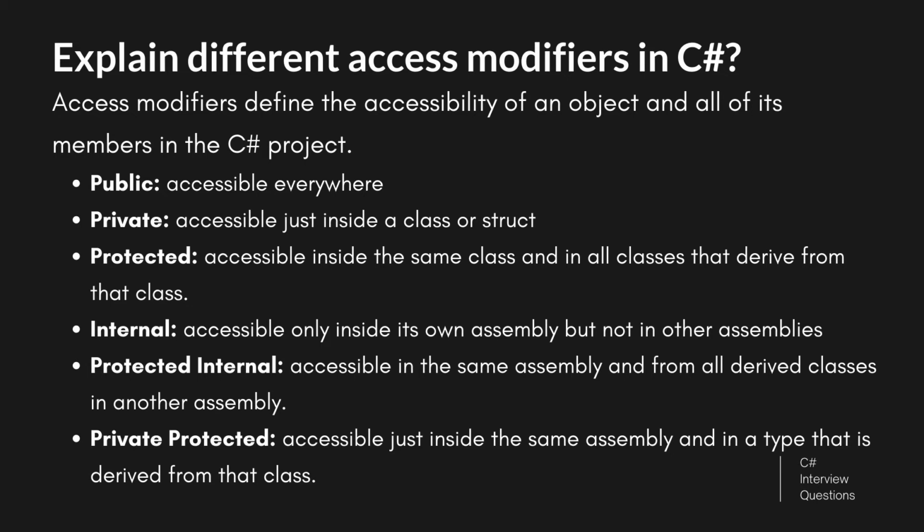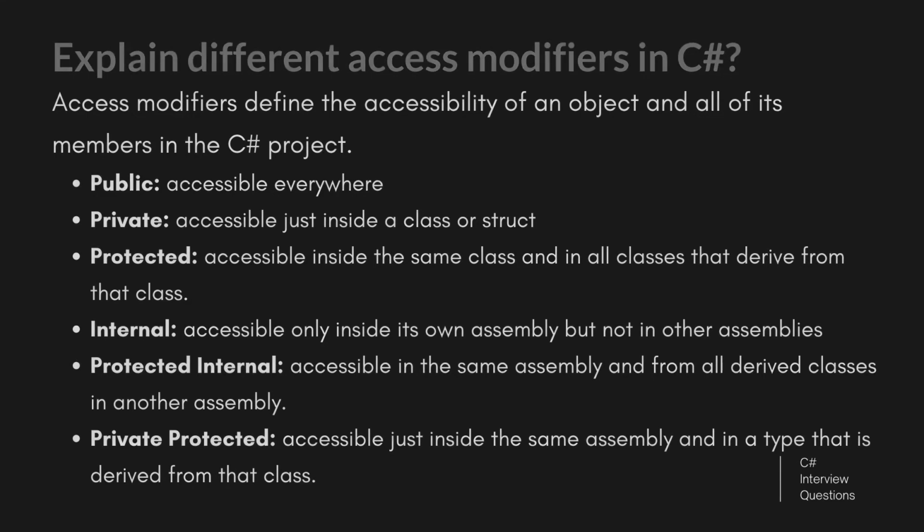Internal is accessible only inside its own assembly, but not in other assemblies. Protected internal is accessible in the same assembly and from all derived classes in other assemblies. And private protected is accessible just inside the same assembly and in a type that is derived from that class.